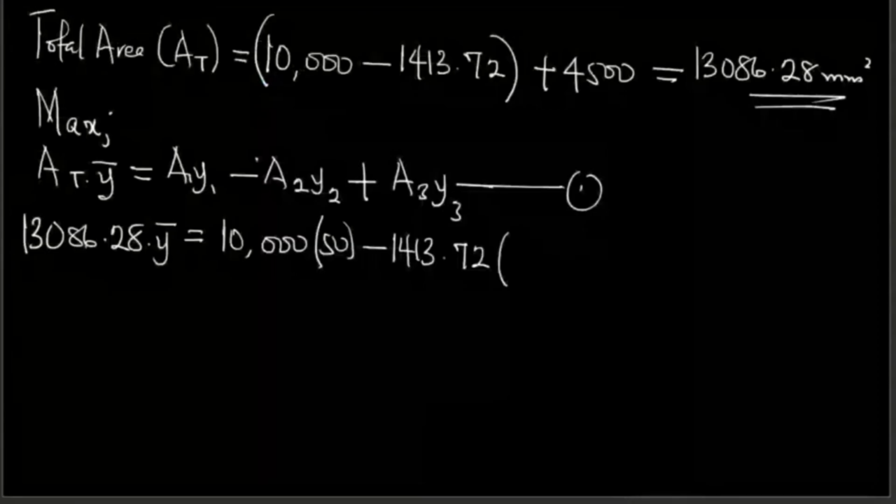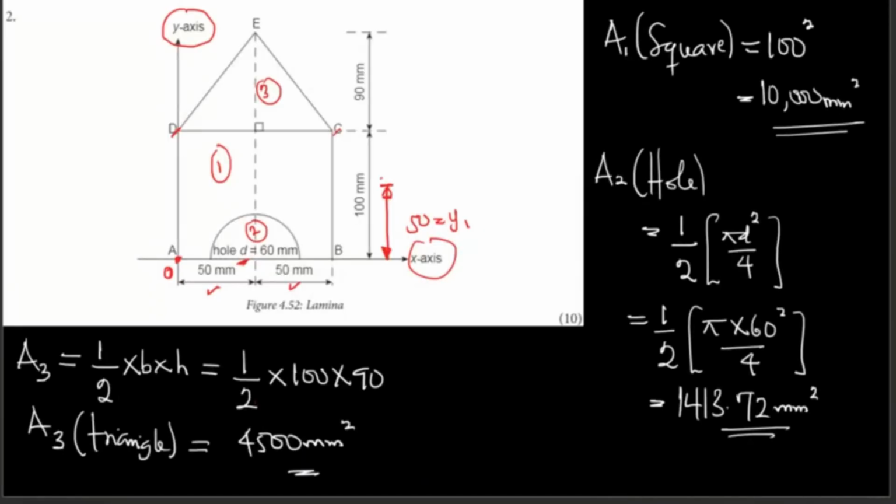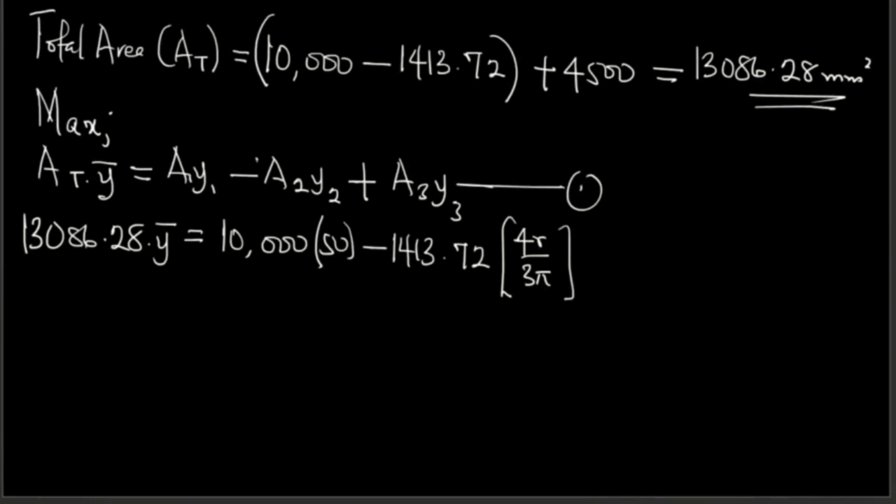So with this one here, this is what I'm going to do. 4r over 3 pi. So you can see that is the distance. Of course, the center is going to be somewhere around here. You see that formula there. So you measure from the x-axis, that is the middle there. So the distance there is 4r over 3 pi. We are still going to substitute that, then plus A3.